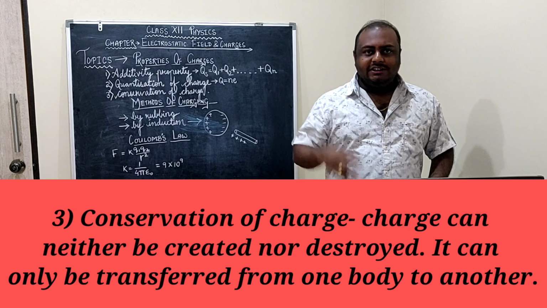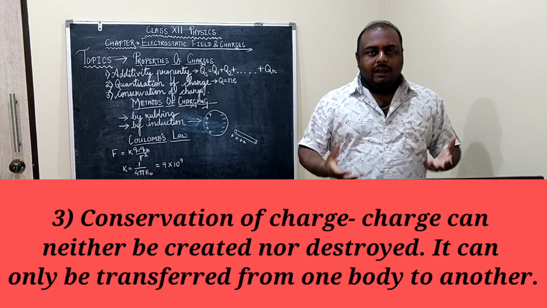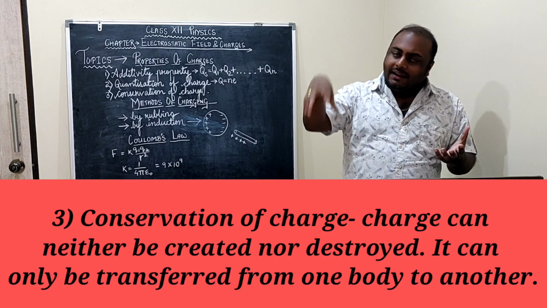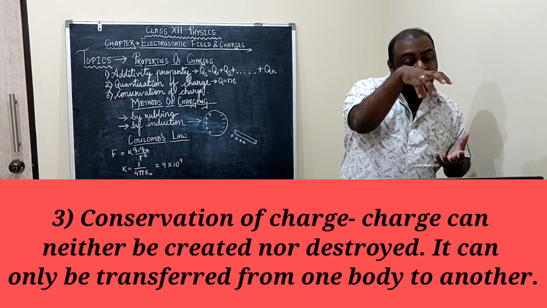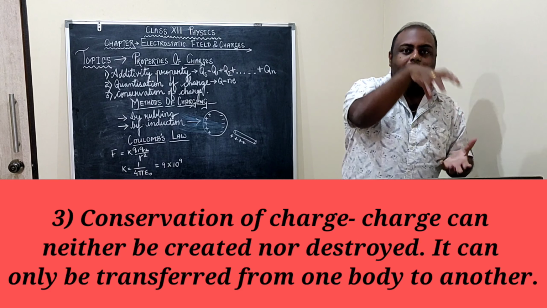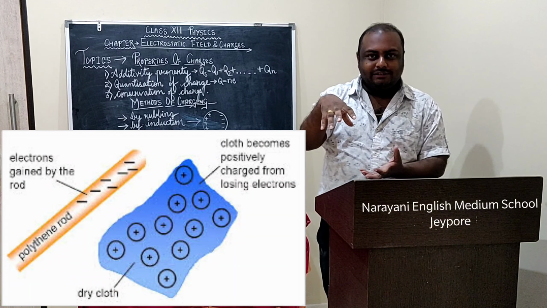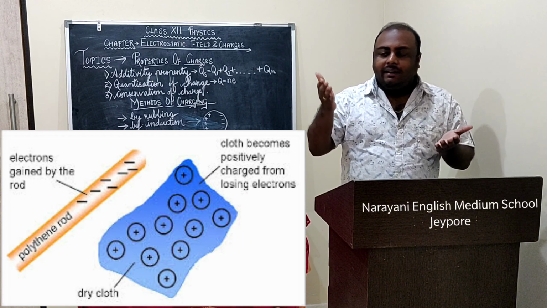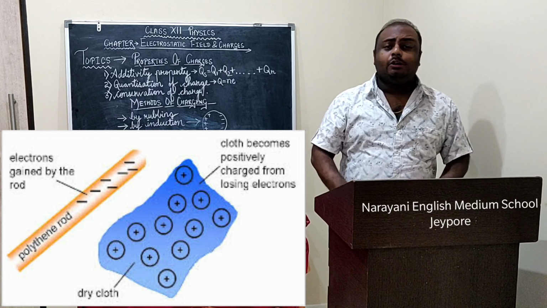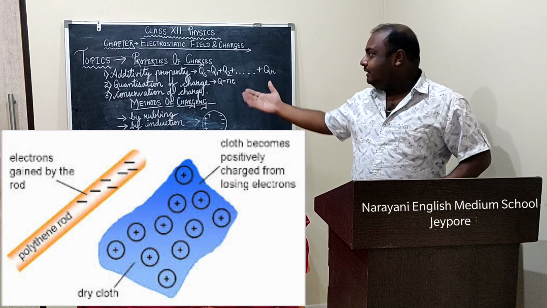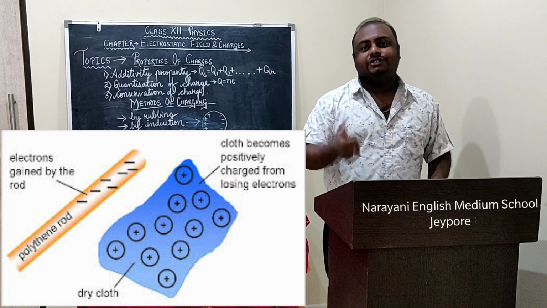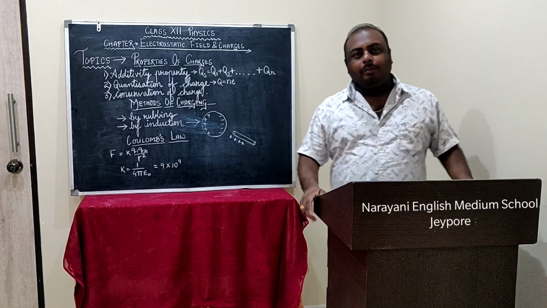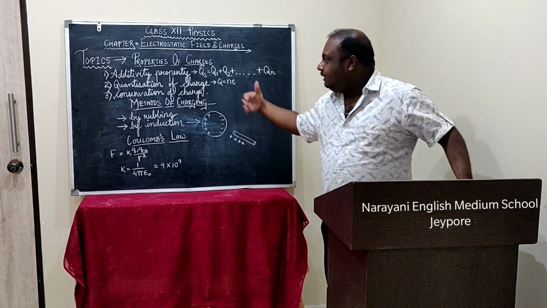Let us consider two bodies, body A and body B. If I want to charge B negatively, I have to remove electrons from A and transfer them to B. So B becomes negative and A becomes positive. So here I have not created charges. I am only transferring my charged particles from one body to another body, and this concept is called the conservation of charge.